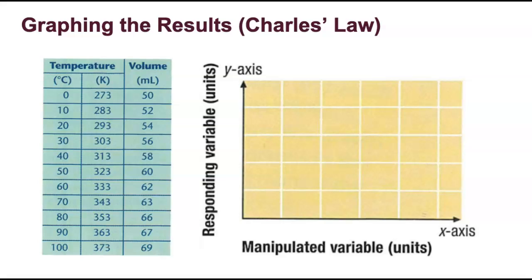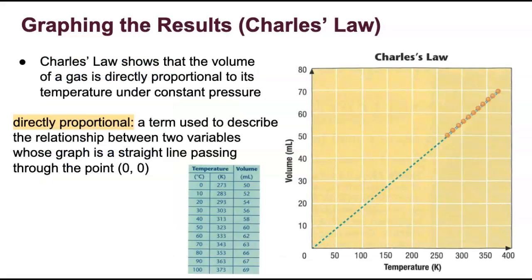We had the hot plate to manipulate our temperature, but because we were doing that, the volume of the gas inside that piston, inside that chamber, started to go up. So the manipulated variable would be temperature in Kelvin along the x-axis, and the responding variable would be volume in milliliters along the y-axis. Here we see that graph all plotted out, and we notice that Charles' law shows that the volume of a gas is directly proportional. It means it's going to behave the same way as the temperature of the gas under a constant pressure.